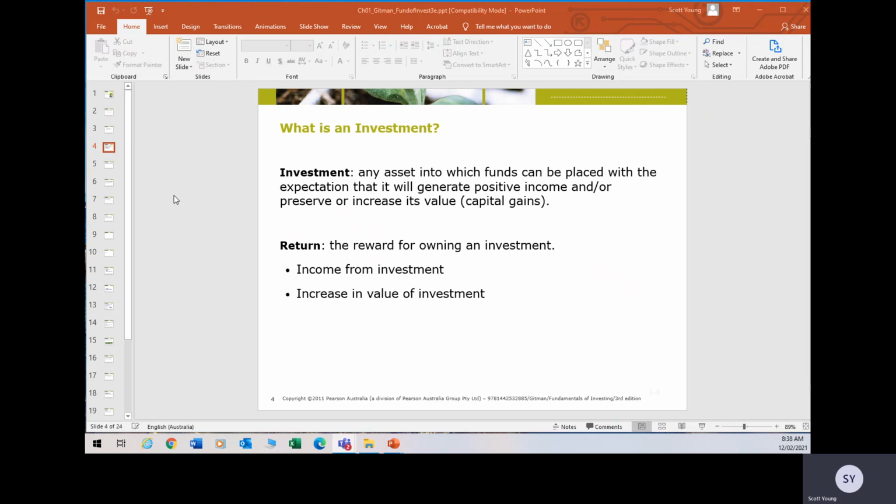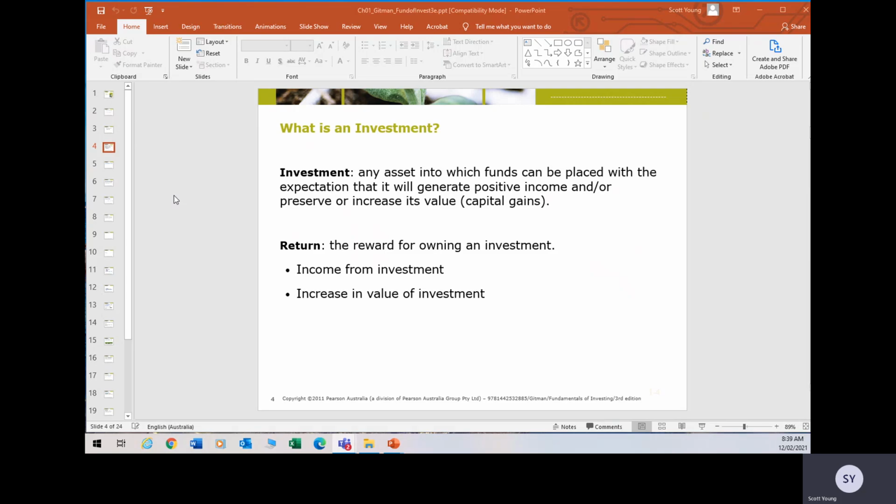terminology here, general definitions, as you can see, this is page 3 in the textbook as we go through. Okay, what's an investment? You can see that there, any asset into which funds can be placed with the expectation, because there's no guarantees of returns here, that will generate positive income or preserve or increase its value. So not only preserve its value, obviously, but increase its value in a lot of cases like shares and property, so capital gains, of course. And of course, the reward for owning it is, as you can see, income and capital gains, an increase in the investment. So it's very broad.